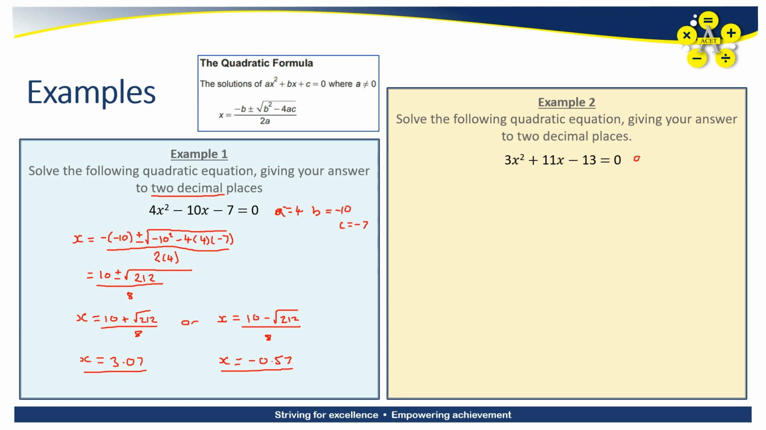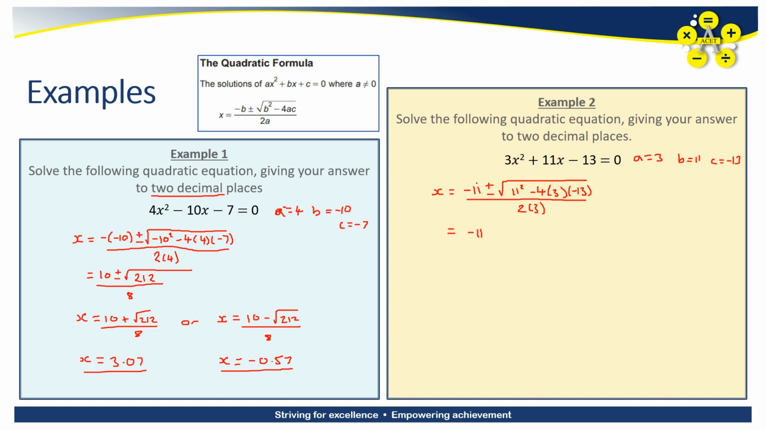So in this case, a is going to equal 3, b is going to equal 11, and c is going to equal negative 13. Do not forget these signs. Watch out and make sure that you incorporate them. So again, plugging it into our formula. So x equals minus b, so minus 11, plus or minus the square root b squared, so 11 squared, minus 4 lots of a, which is 3, lots of c, which is negative 13, and this is all over 2 lots of a, so 2 lots of 3.